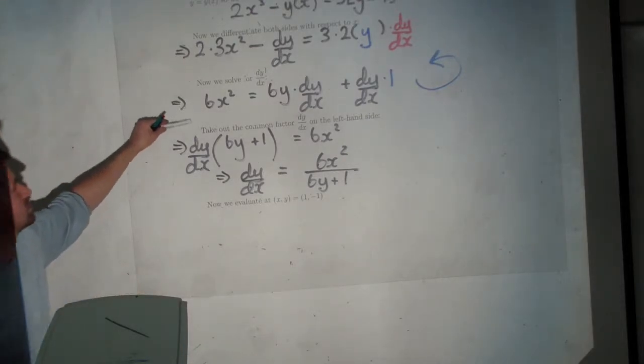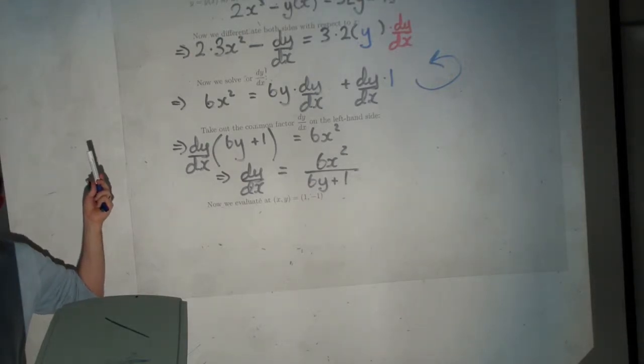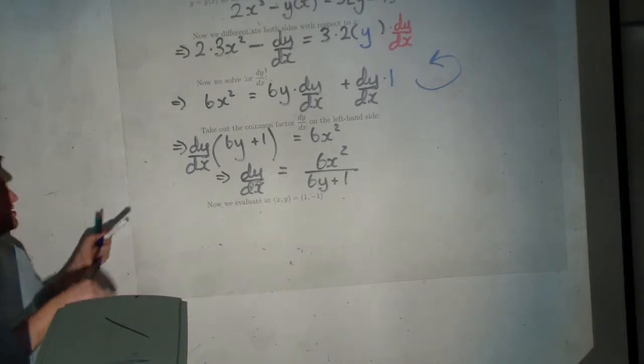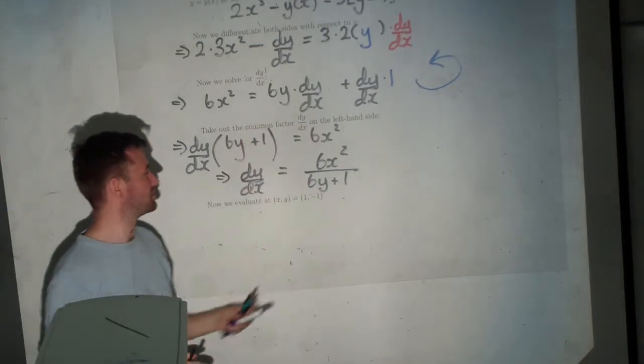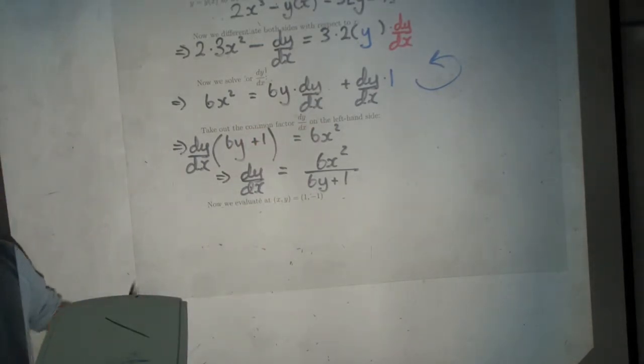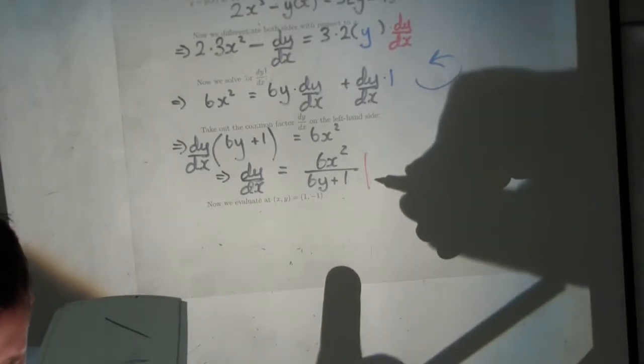Now, does anybody want to ask again about this? It's actually no different to just doing 2x plus 3x is 5x. It's just a bit harder for us because there's 2 plus 3. That's very natural. 6y plus 1 is a bit harder. Okay, so then we're dividing both sides by 6y plus 1. This is the slope at any point, and all we're asked for is the slope at (1, -1). So all we have to do is substitute in (1, -1) and we're done.